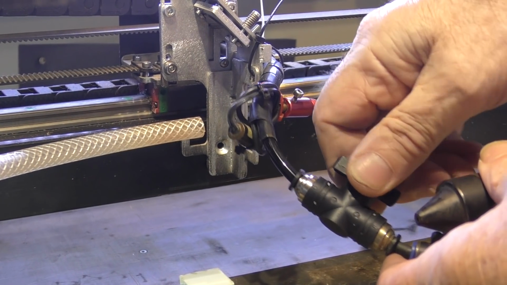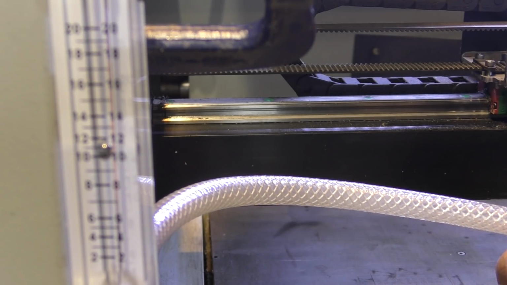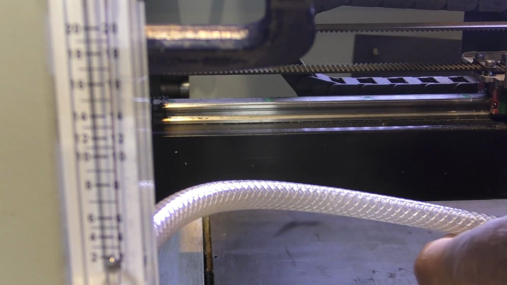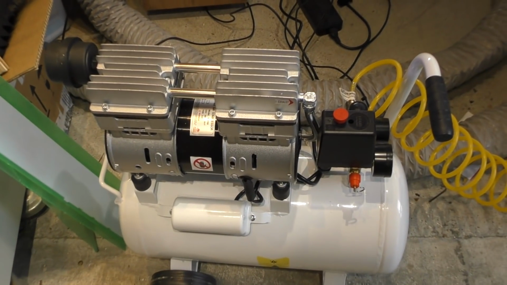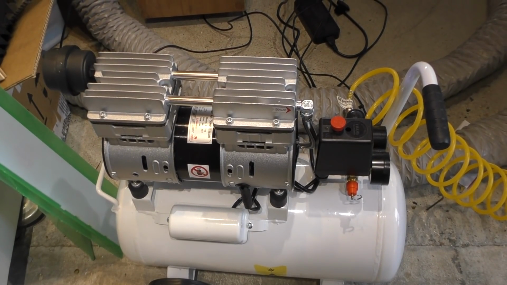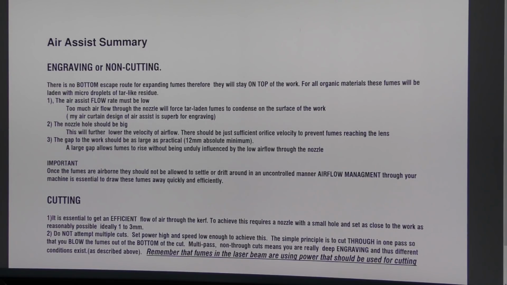And I've now got the valve fully open. Maximum flow rate, what, about 12 litres a minute? That's 50% more than I think I need. And that's out of a little Chinese pump that consumes 60 watts, as opposed to this beast here, which consumes 750 watts and still can't keep up. Well, I did warn you that air assist is not the little throwaway subject that many people think it is.